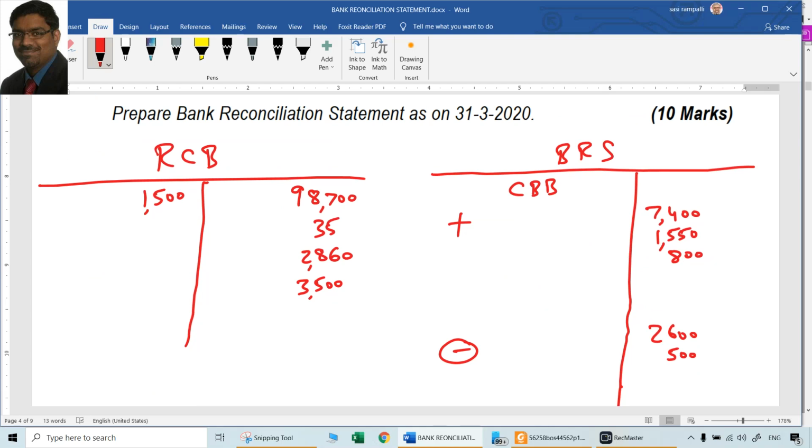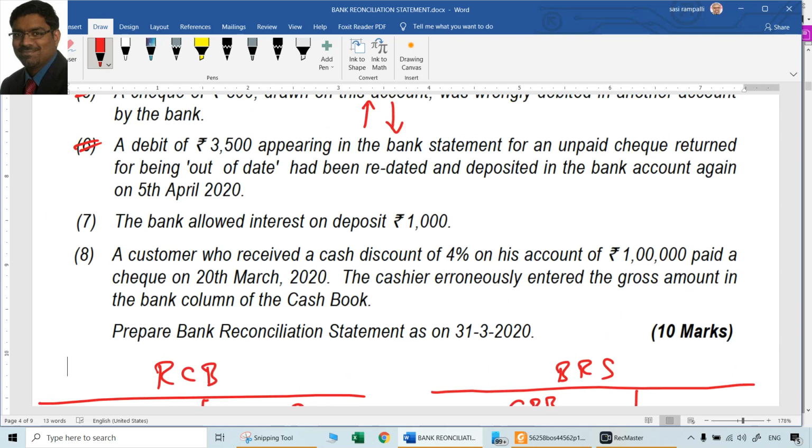Bank recorded correctly by debiting in the bank statement because of the return. But anyway, redated and deposited again later, that doesn't matter to us. That happens in future because we are preparing the statement on 31st March. After that, whatever rectification happens is none of our business.